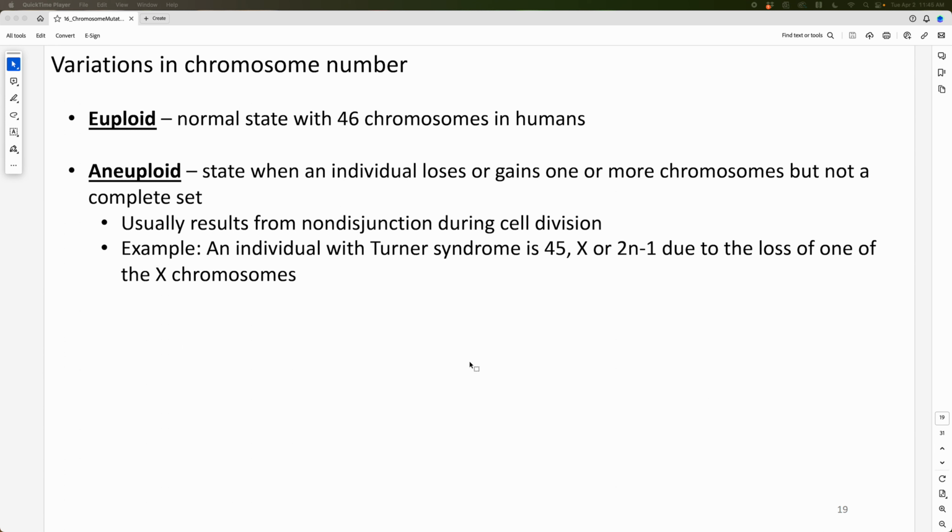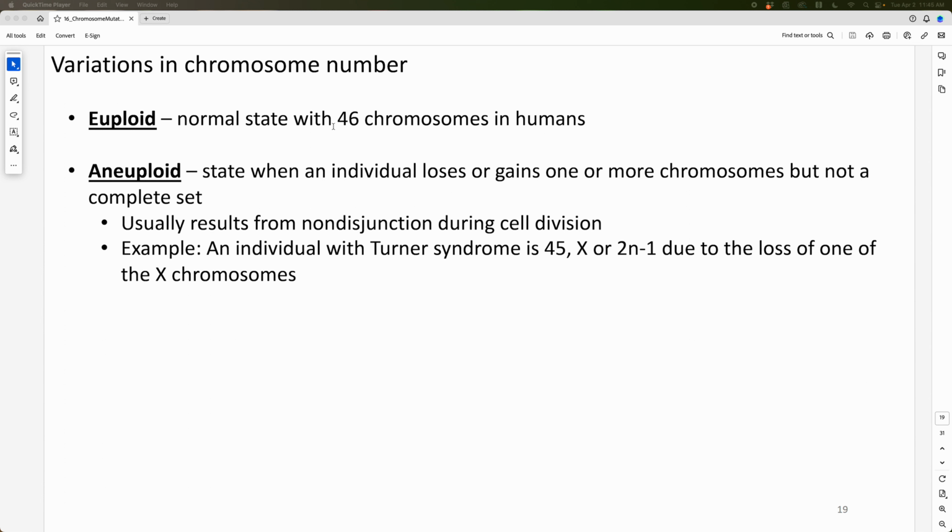Thinking about the variation in chromosome number as one type of chromosome mutation that can occur, we can compare individuals that have an abnormal set or number of chromosomes to individuals that have the wild type number. So euploid individuals, "eu" meaning true, refers to a normal wild type state where the individual has the wild type number of chromosomes and copies of chromosomes. So in humans, we have 46 chromosomes. The euploid state is then 46 with 2 copies of each of our homologous chromosomes, one from the mom, one from the dad.